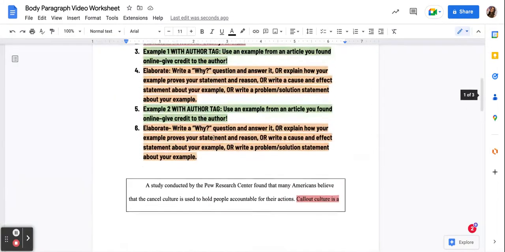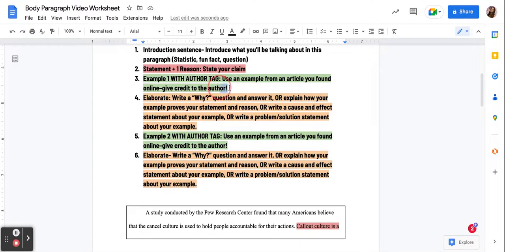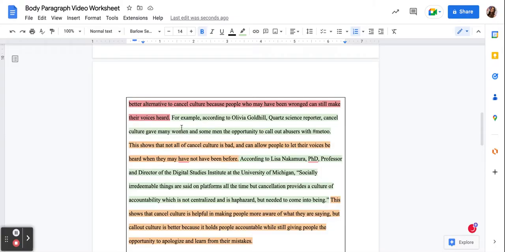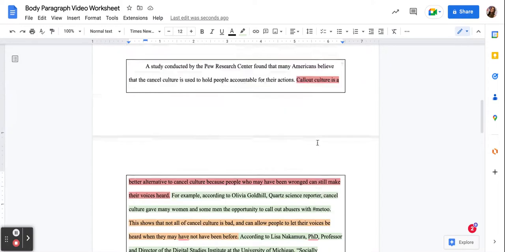Okay, so then just like an SREE, you're doing an example, make sure you have the author tag. So mine says, for example, according to Olivia Goldhill, and then I'm going to tell why you should listen to her. She's a court science reporter. And then here is a paraphrase of what she said, meaning I put it in my own words. It could also be a direct quote. Cancel culture gave many women and some men the opportunity to call out abusers with hashtag #MeToo.